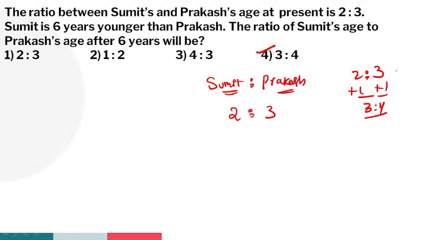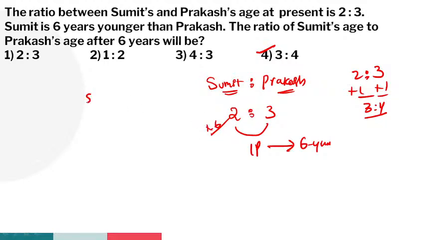First I'm going to the basic method, guys. The ratio between Sumit and Prakash's age at present is 2:3. Sumit is 6 years younger than Prakash. Younger means lesser, elder means greater; we are checking the difference. What is the difference between 2 and 3? 1 part. 1 part is equal to how many years? 6 years. Right. First find out the Sumit age.